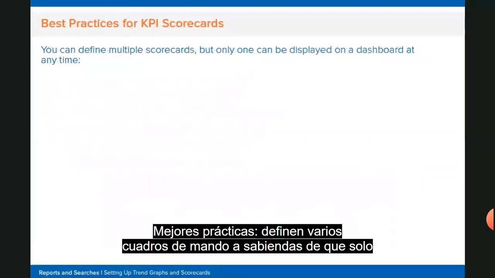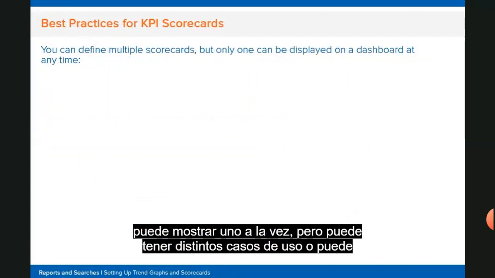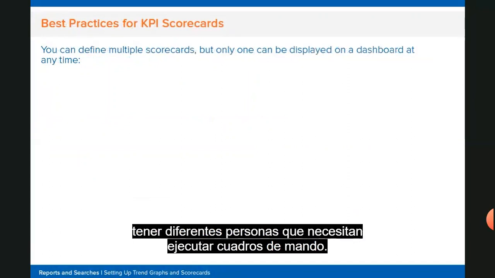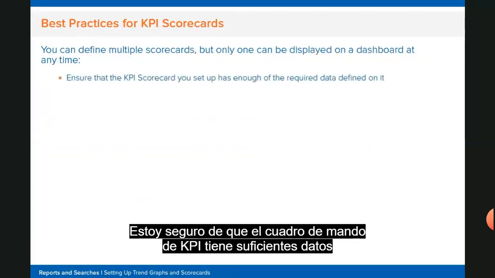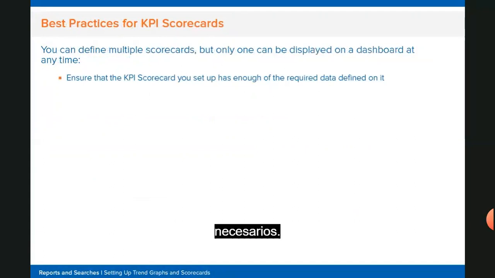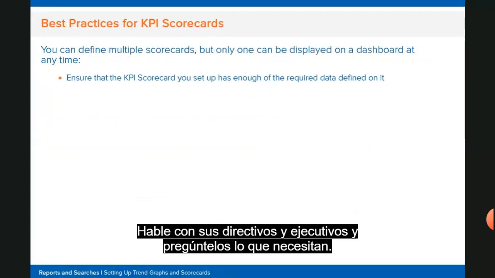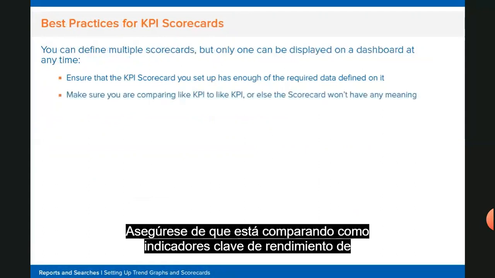Best practices. Define multiple scorecards, knowing you can only display one at a time, but you may have different use cases, or you may have different people that need to run scorecards. Ensure your KPI scorecard has enough of the required data. Talk to your managers and executives and ask them what they need to see. Make sure you're comparing like-kind KPIs.